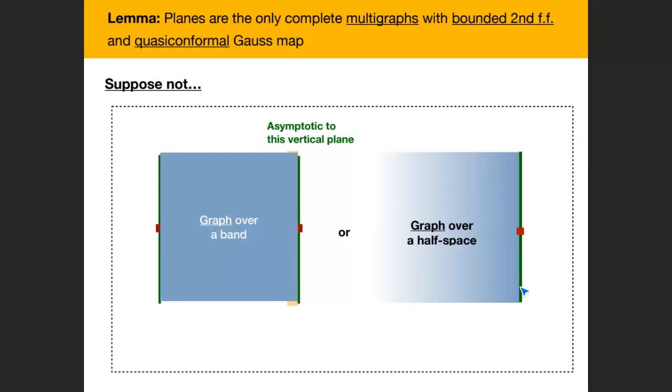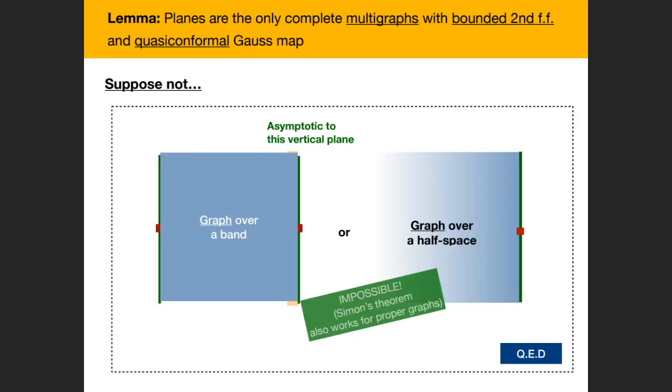So at the end, what you prove is that your surface is actually a graph over either a band or a half plane. So it is a proper graph in R3 with quasi-conformal Gauss map, and it's not planar. And this is a contradiction with Simon's theorem. So this finishes the proof, okay?